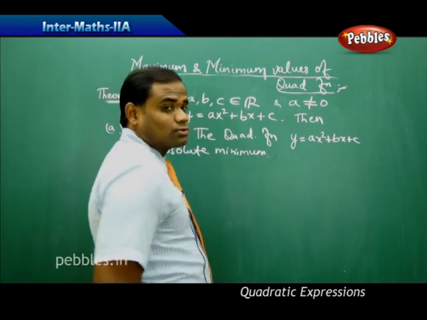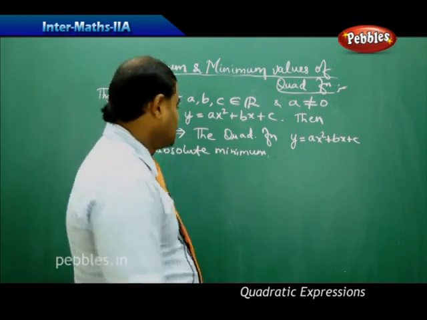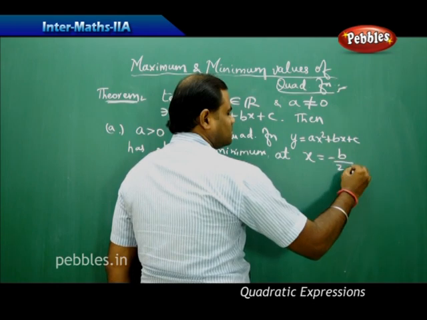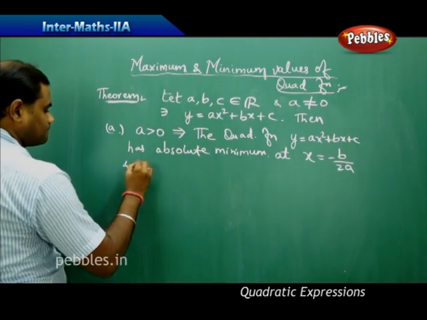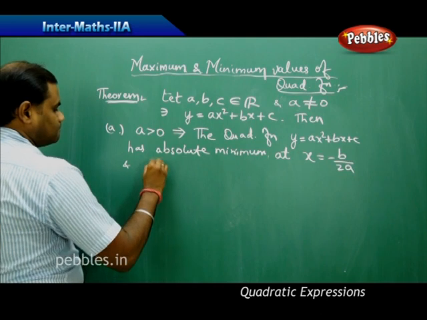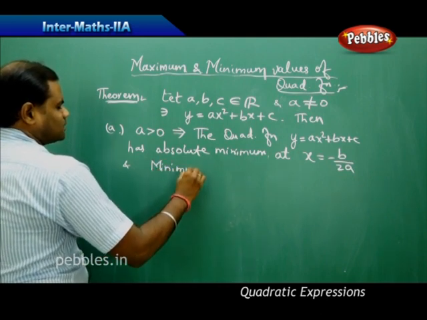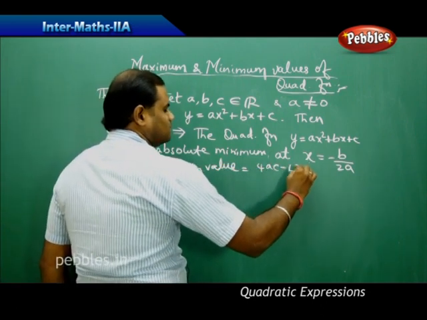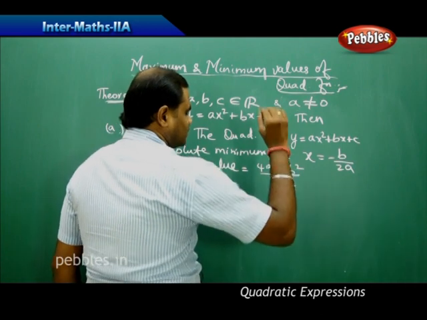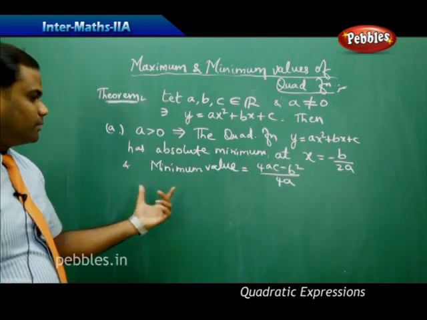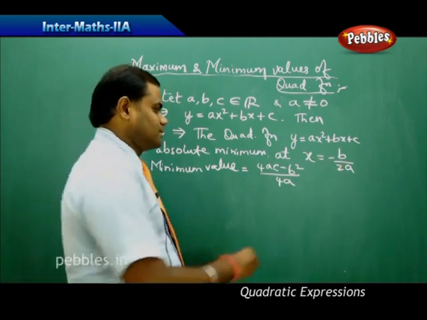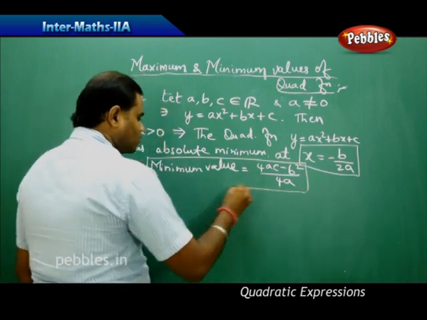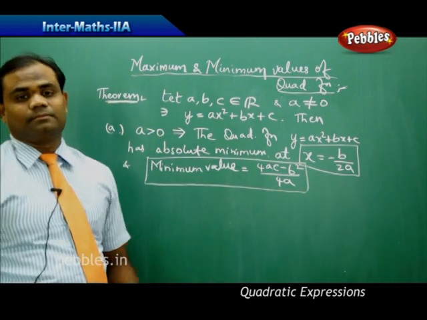And not only that, to add a further property, we need to prove that it has absolute minimum at x equals minus b by 2a, and I have to prove that my minimum value is nothing but 4ac minus b squared by 4a. So I need to prove that my minimum value is this, and it is minimum at x equals minus b by 2a. These are the two things which I need to prove in part A of the theorem.